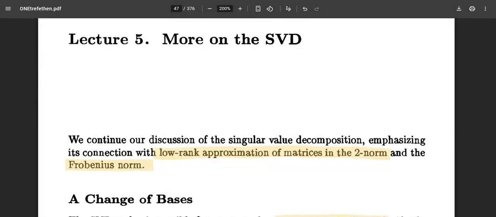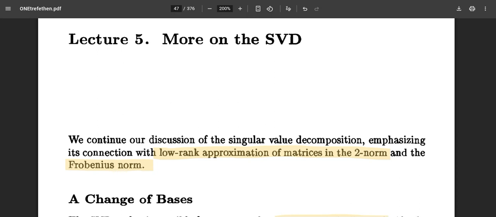Hi all. This is going to be lecture 5 of chapter 1 of the Numerical Linear Algebra series, based on the book written by Professor Trefethen and Bau. This is going to be the continuation of the geometrical properties of the SVD and other useful utilizations of the SVD computations.